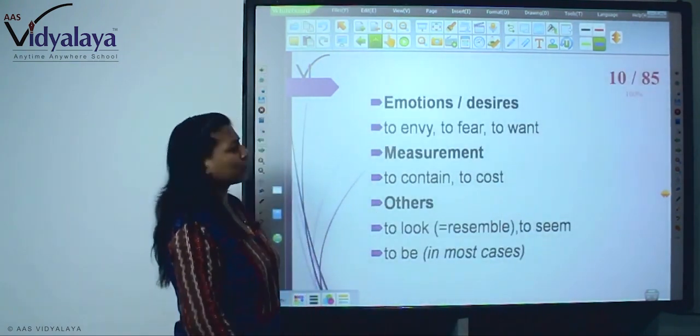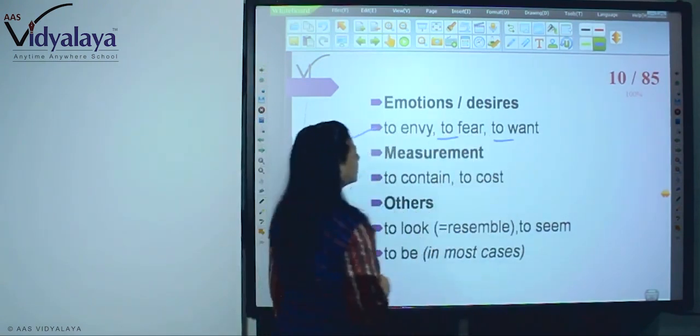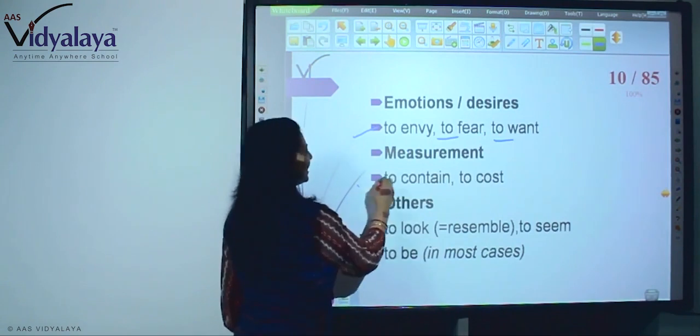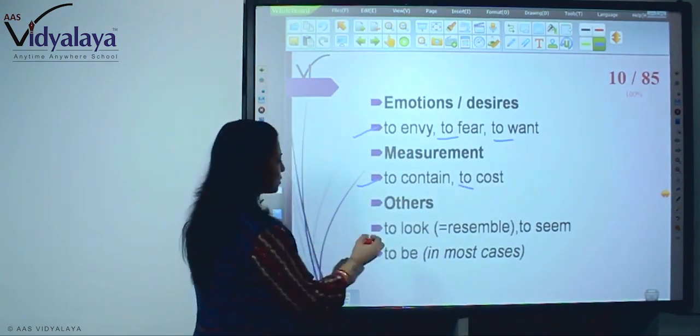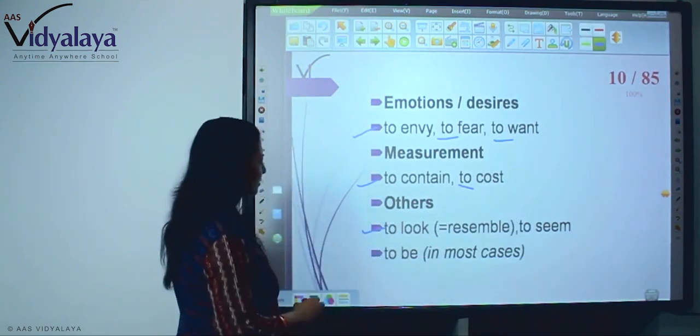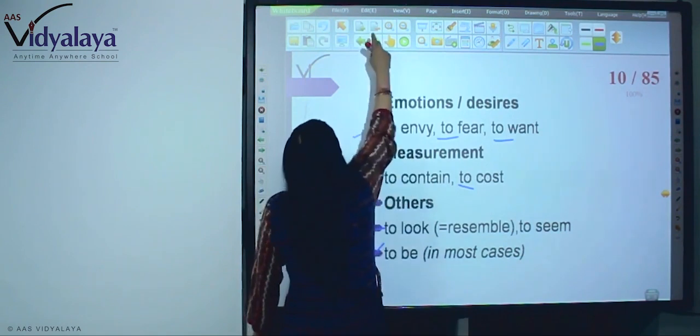Now emotions and desires, to envy, to fear, to want. Measurement, to contain, to cost. Here this will not be in present continuous. Others, to look, to resemble, to be in most cases, right?